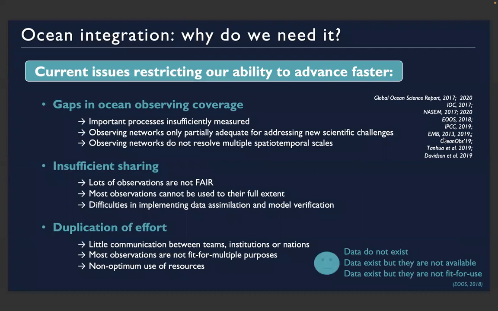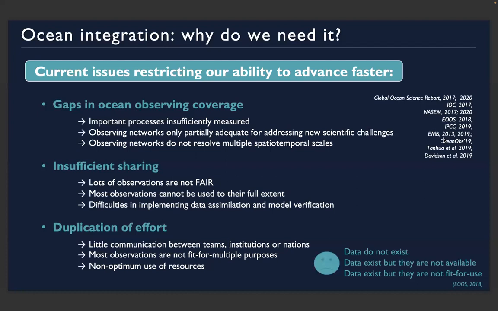So now I come to my second part: why do we absolutely need ocean integration? At the moment, we face many issues that are restricting our ability to advance faster in ocean science and in ocean observing in general. Here, I have listed the most important things that you can find in the many reports of the last 5 years. Basically, there are gaps in ocean observing coverage. So there are important processes that are insufficiently measured. Observing networks are only partially adequate for addressing the new scientific challenges, and in particular, they do not resolve multiple spatiotemporal scales.